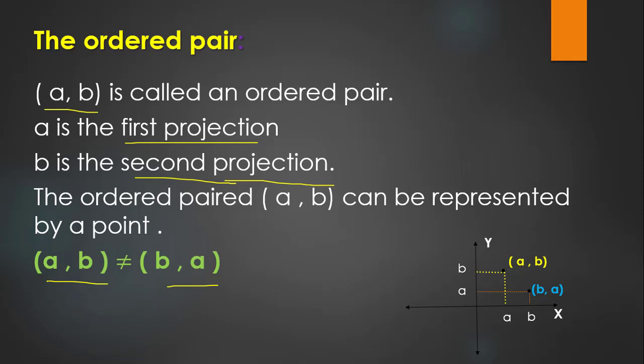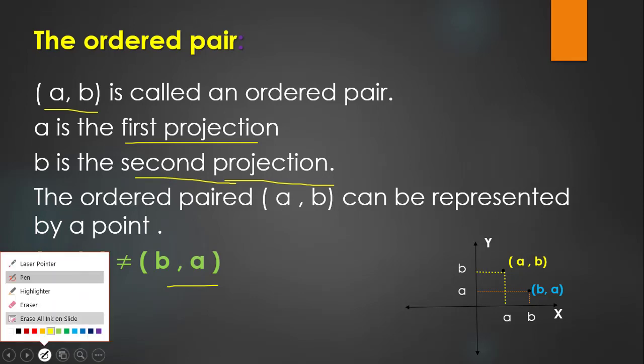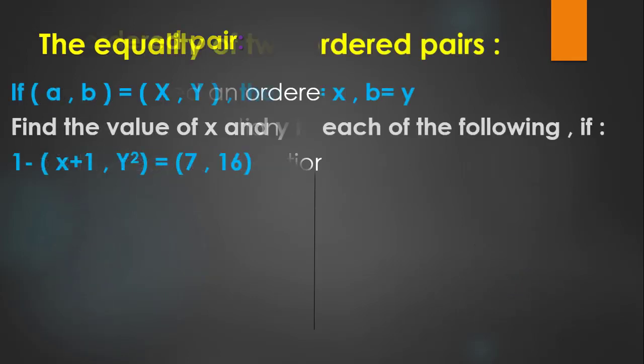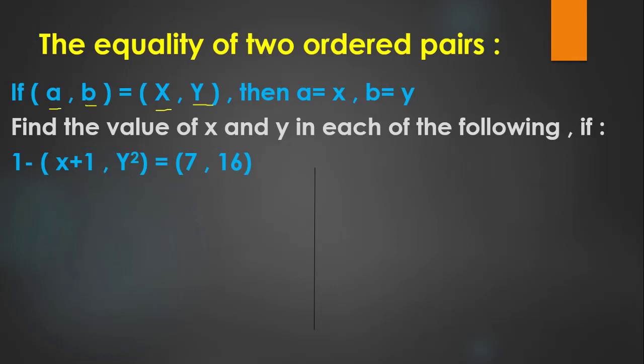Okay, so if you have two equal ordered pairs, it means that the first projection equals the first projection and the second projection equals the second projection. If you have any two ordered pairs which are equal, it means that the first projection in the first ordered pair equals the first projection in the second, and the second projection in the first equals the second projection in the second ordered pair.